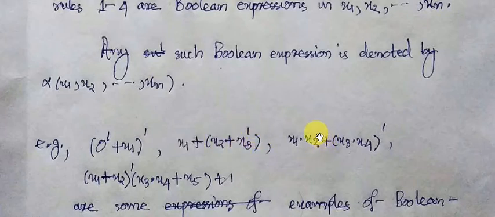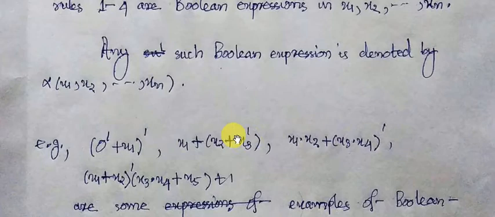Similarly, if you consider this Boolean expression, x1 into x2 plus x3 into x4 whole complement, this is a Boolean expression, and to form this expression we are using four variables x1, x2, x3 and x4. So conventionally we shall write this Boolean expression equal to alpha of x1, x2, x3, x4. In general, alpha of x1, x2, so on, xn is a Boolean expression.